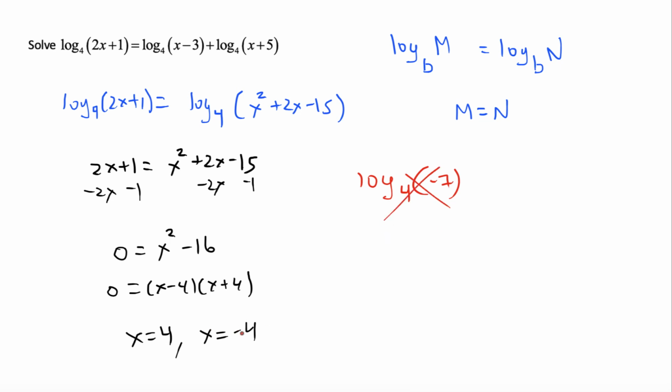So what does that tell us about negative 4? It's not an answer. It's called extraneous. So in this case, we're only going to have one answer: x equals positive 4.